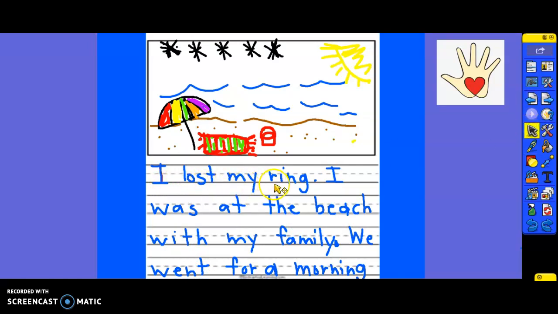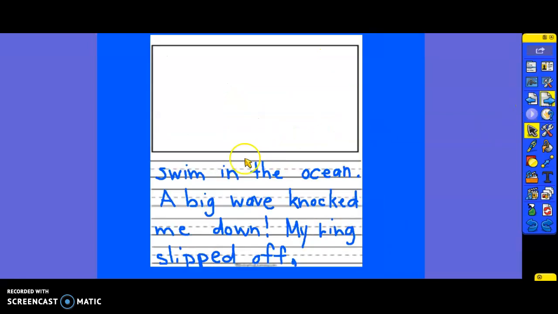I lost my ring. I was at the beach with my family. We went for a morning swim in the ocean. A big wave knocked me down. My ring slipped off.